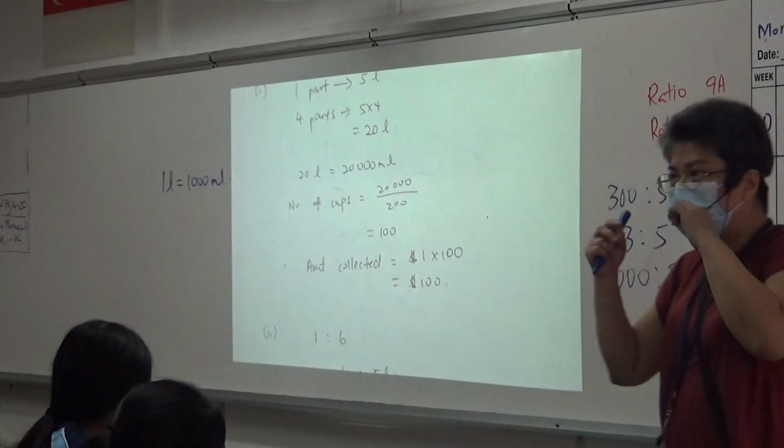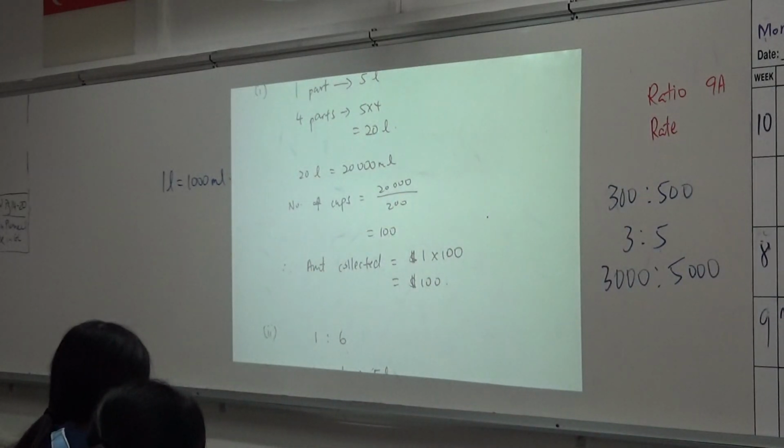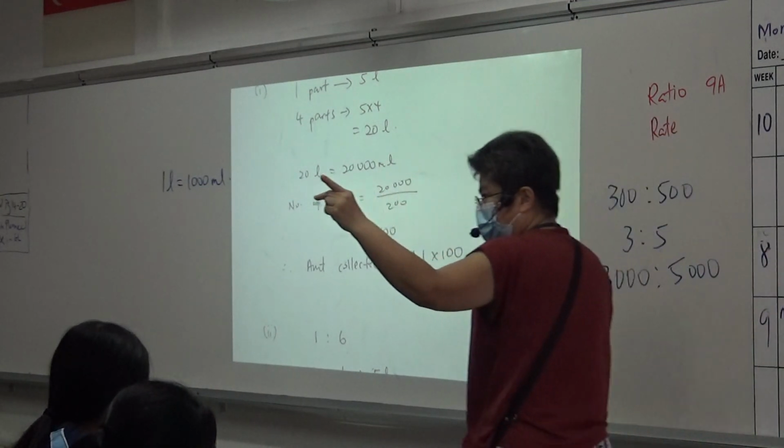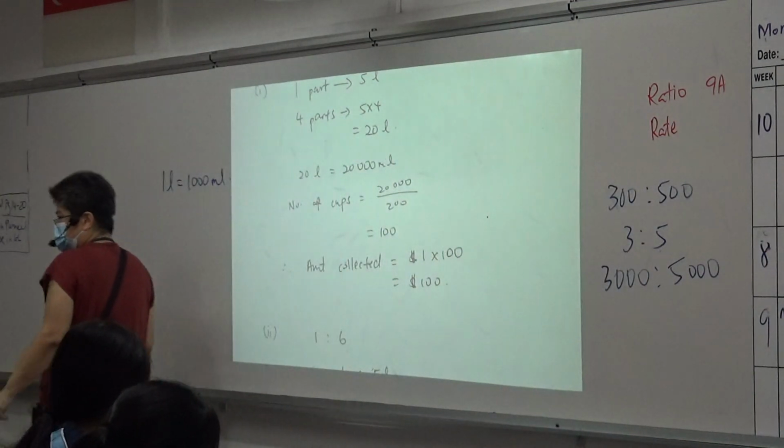Now, can you see your sequencing must be correct? Don't just do anything anyhow when you don't know what to do. Understand? I'm not concerned with this part. This part is fine. You look at the second part. You need to justify. Come, let's go to the second part.